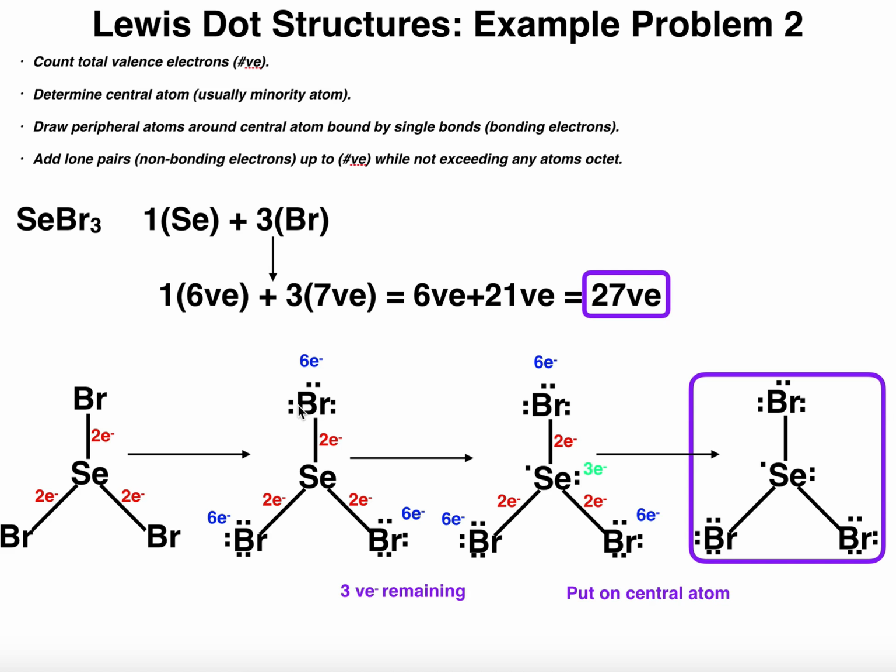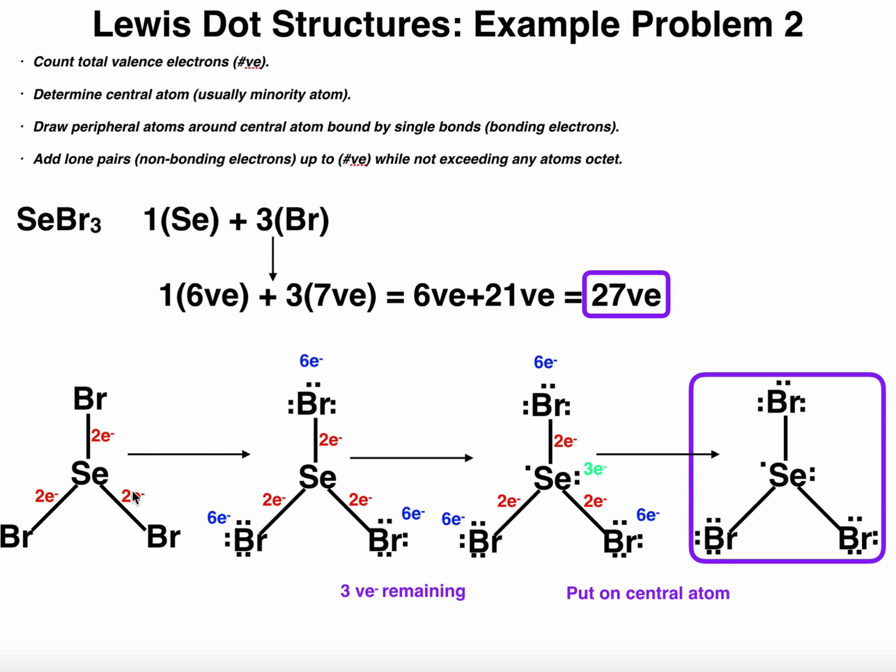So I'm going to add 1, 2, 3, 4, 5, 6 around each bromine atom. The reason I don't add any more than that is because each of these non-bonding electrons, there's 6 of them, but I have to count the 2 electrons from this bond. So each bromine is technically going to be having 8 valence electrons. 6 from the non-bonding, 2 from the bond. So that means I'm going to be adding 3 lone pairs or 6 non-bonding electrons around each of these bromine atoms. So let's count this as we go around.